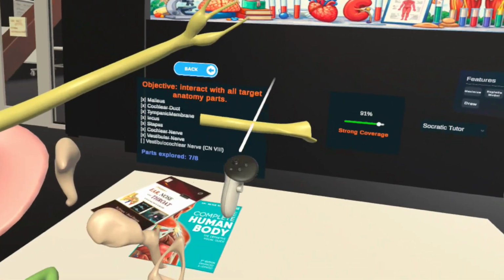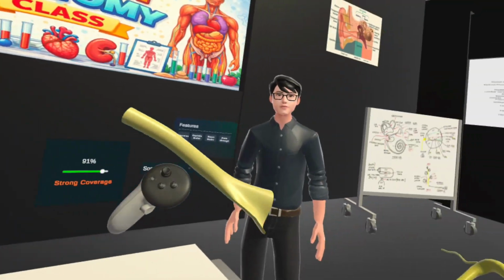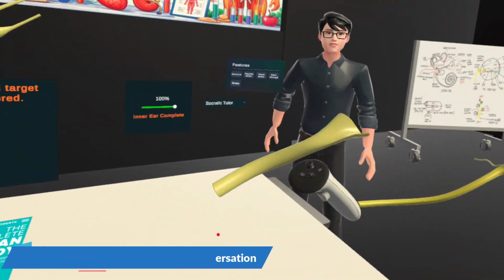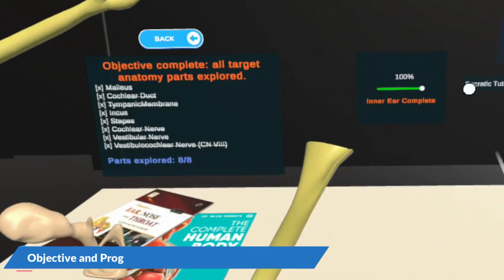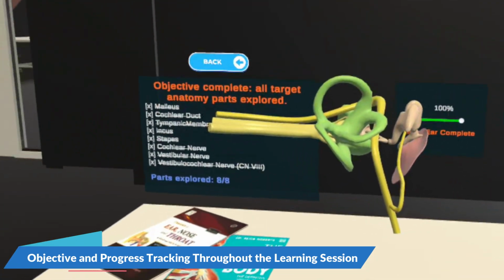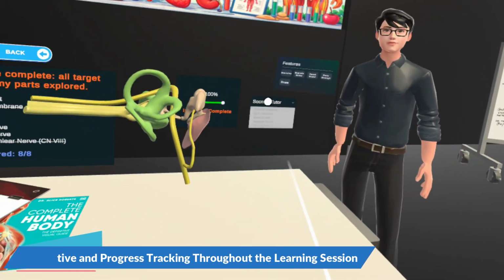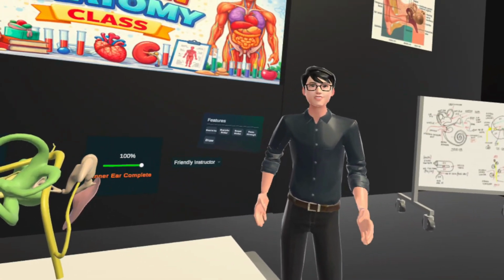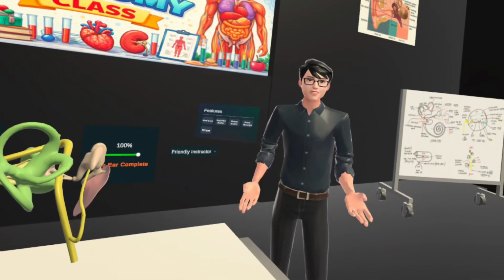What nerve is this? That's the vestibulocochlear nerve, also known as cranial nerve 8. Do you remember what kind of information this nerve transmits? I'm not sure, teacher. No problem. The vestibulocochlear nerve transmits sensory information related to both hearing and balance.